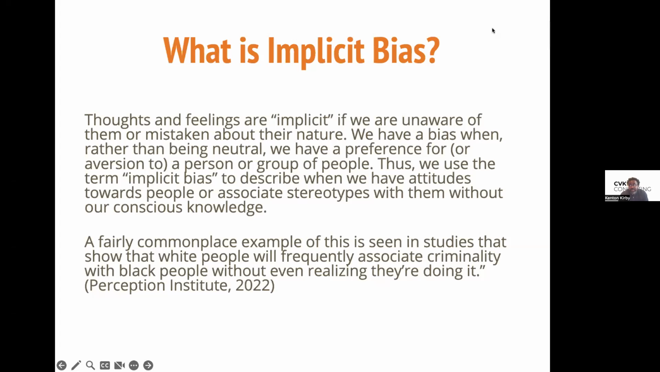A fairly commonplace example of this is seen in studies that show that white people may frequently associate criminality with Black people without even realizing they're doing it. So much of this, we don't even realize we're doing it. The remedy to this implicit bias is striving towards curiosity. The definition is talking about being neutral. I always say it's hard to be neutral, but we can be curious, right?